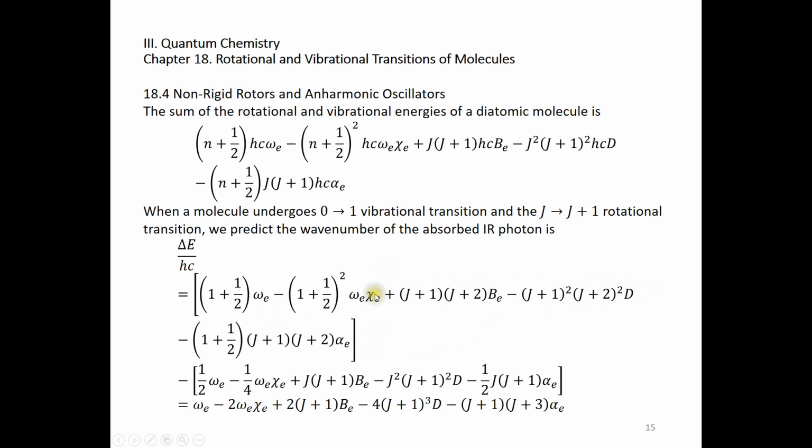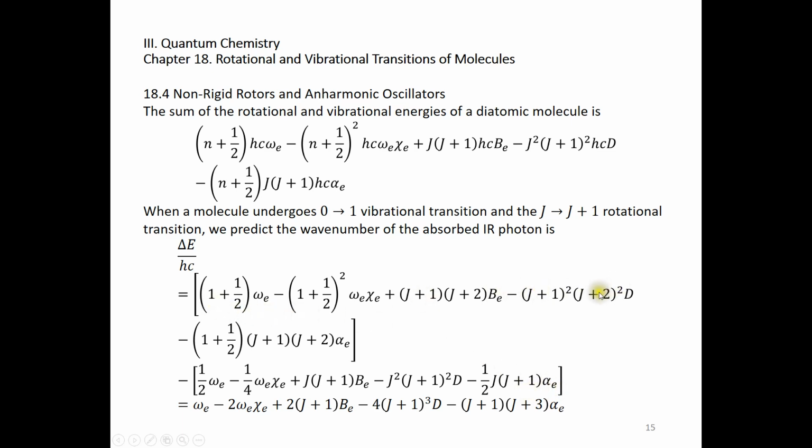Chi E is unitless. Now let's look at the initial state. In the initial state, the vibrational quantum number is 0, so we have just 1/2 omega E minus 1/4 omega E chi E. And over here, this is the initial state J, so we plug in J here. And this is the non-rigid correction when the rotational quantum number is J. And over here, we have the coupling. The vibrational quantum number is 0, so we have n plus 1/2 equals 1/2, and then J times J plus 1, and then times alpha E.